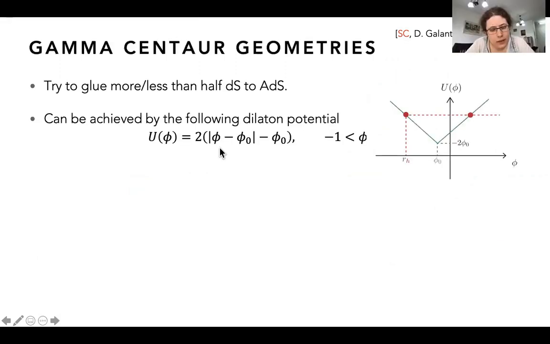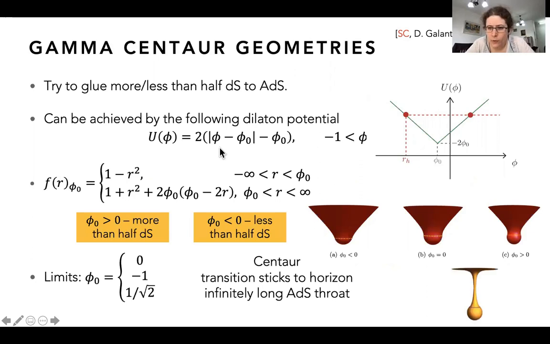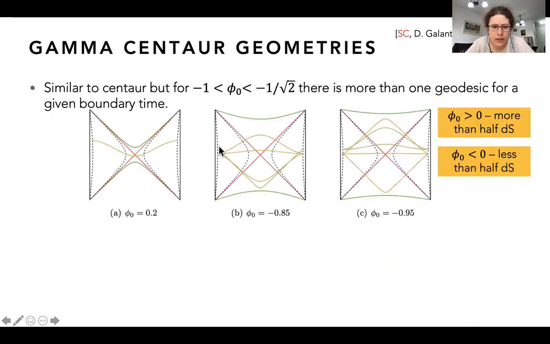All right. So now we are with the more or less than half dS, and things are quite similar. You can see the drawings over here. This is less than half dS. This is more than half dS. Essentially, there are different geodesics, and as you will see, things behave extremely similarly. There are some differences for specific ranges of negative phi naught.